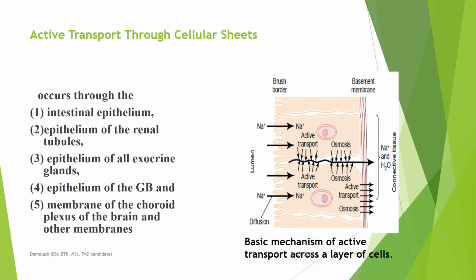Active transport through cellular sheets, as you see, involves sodium and also water. Sodium and water will diffuse as you see. Active transport also occurs through cellular sheets through the basement membrane. They come from the brush border, so it occurs through the intestinal epithelium, the renal tubules in the kidney, the epithelium of exocrine glands, the epithelium of the gallbladder, the membrane of the choroid plexus of the brain, and other membranes as diagrammatically depicted here.